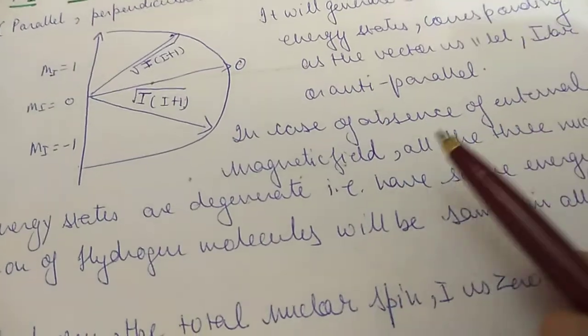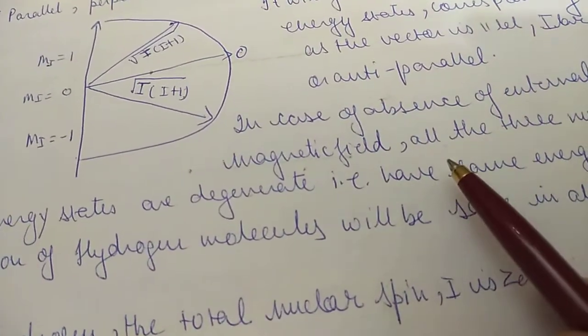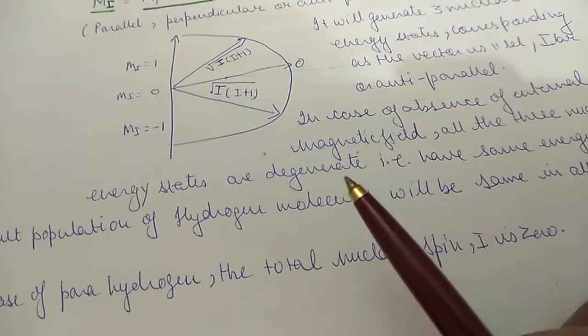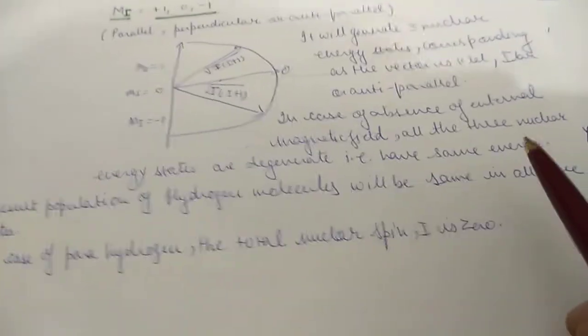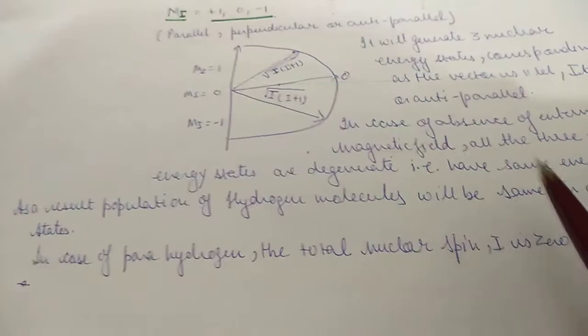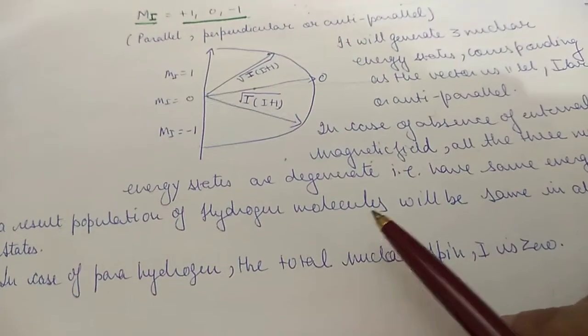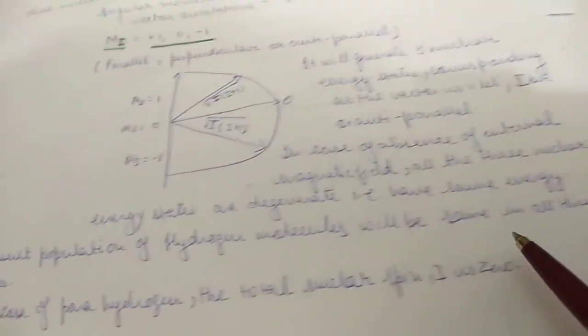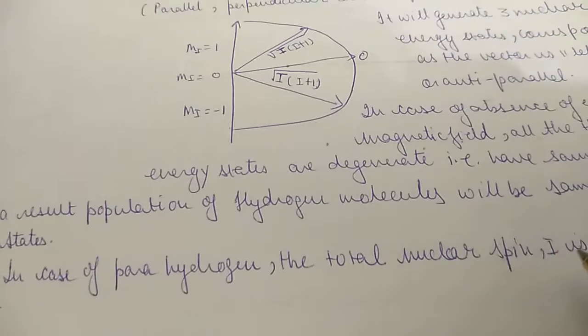Now in the absence of an external magnetic field, all the 3 energy states are degenerate, that is, they have the same energy when no magnetic field is there. As a result, the population of hydrogen molecules will be the same in all the 3 states.